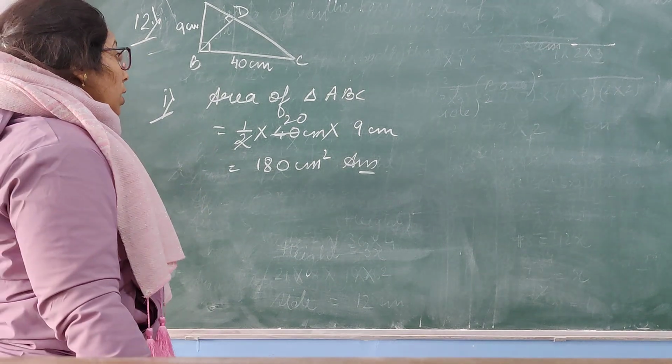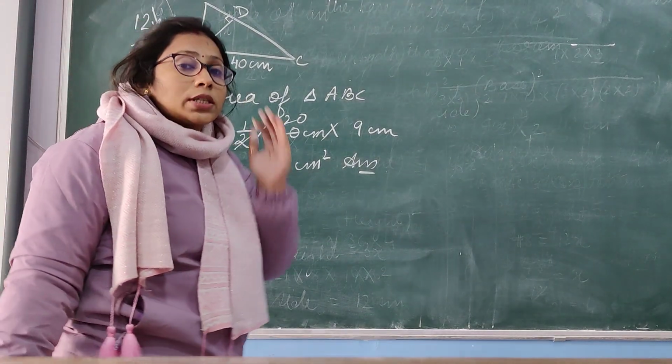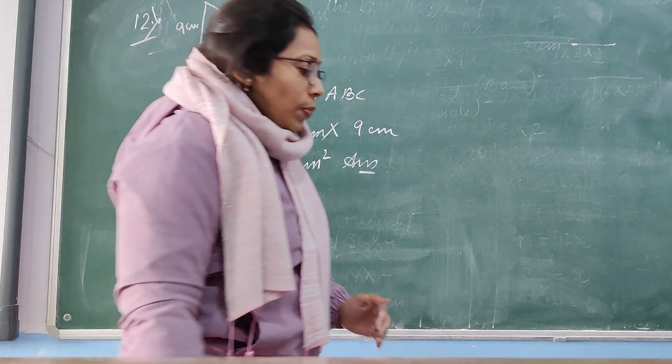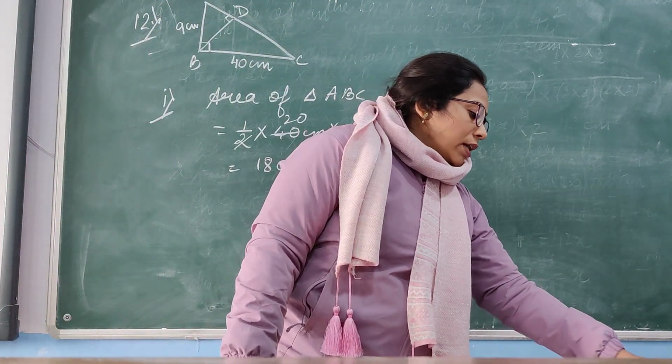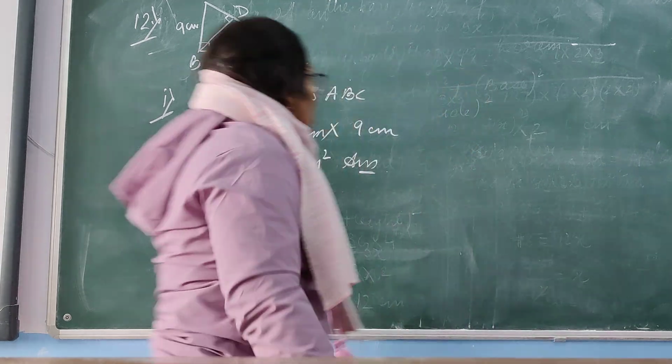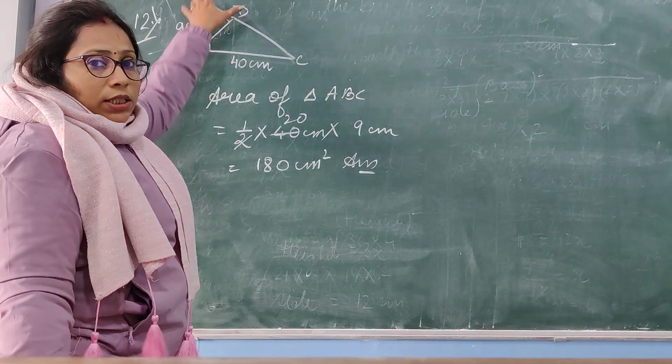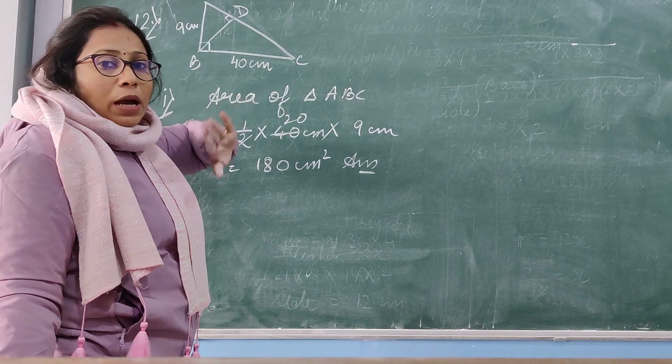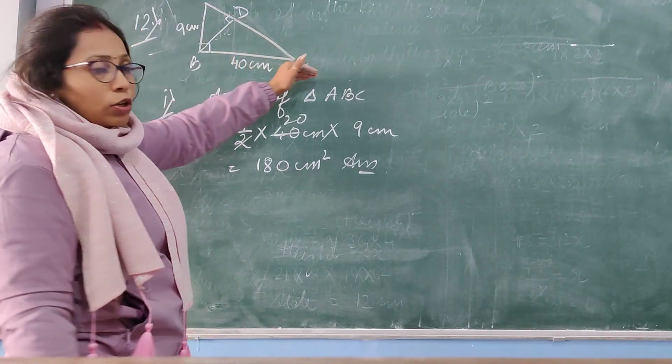I hope it is clear. Please ignore the extra voice. I hope my voice is audible. Now, area of the triangle ABC is clear. Then we have to calculate the length of AC. Since it's a right angle triangle, we can simply apply Pythagoras theorem. We will get the value of AC.